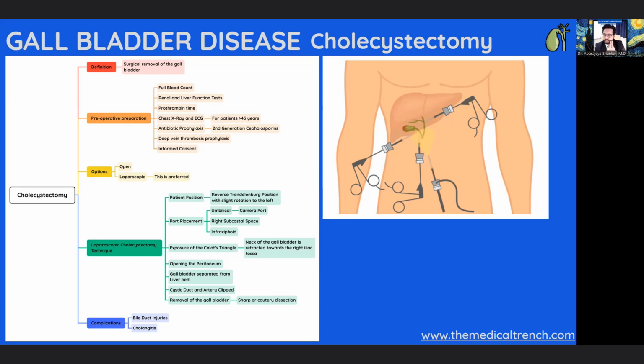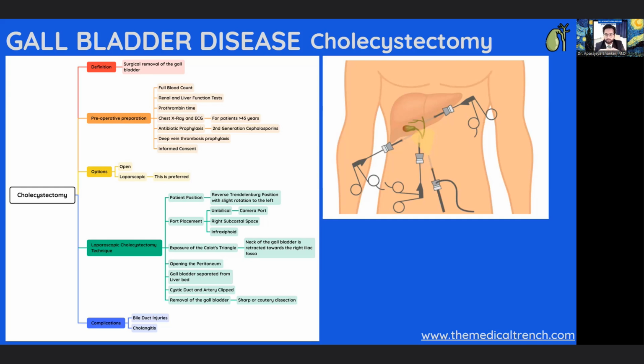Now, in the cholecystectomy as well, the cholecystectomy essentially is the removal of the gallbladder. And you can do two approaches. The first approach is that you do an open one in which you just open up the abdomen, go into the gallbladder, remove it, and that's it. The point is that open cholecystectomies are very rare.